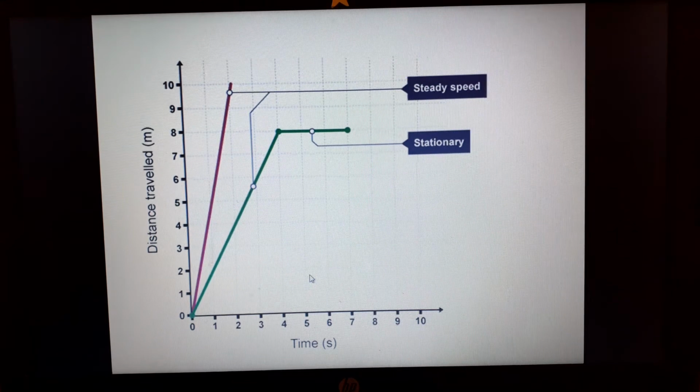Now, how would you calculate speed? Simply take the parameters. At time 5, for example, distance was 8. And how do you calculate the speed? Well, distance over time. Distance was 8, time was 5, so that would be the speed at that point.